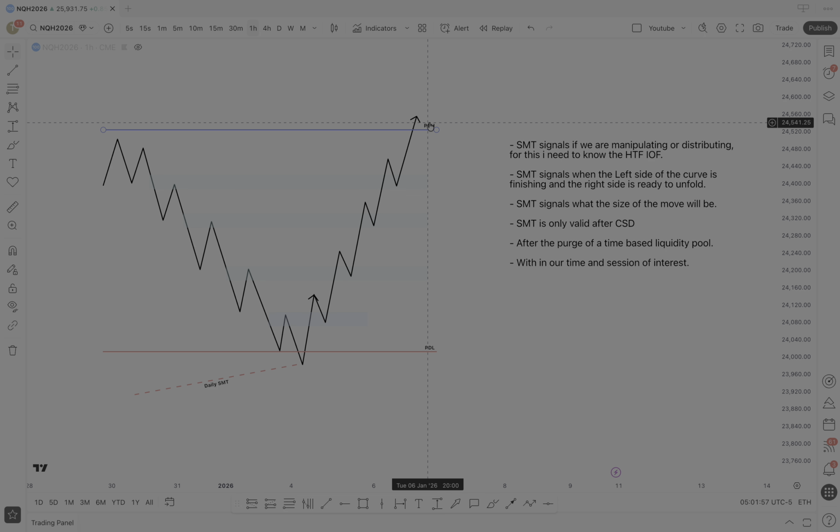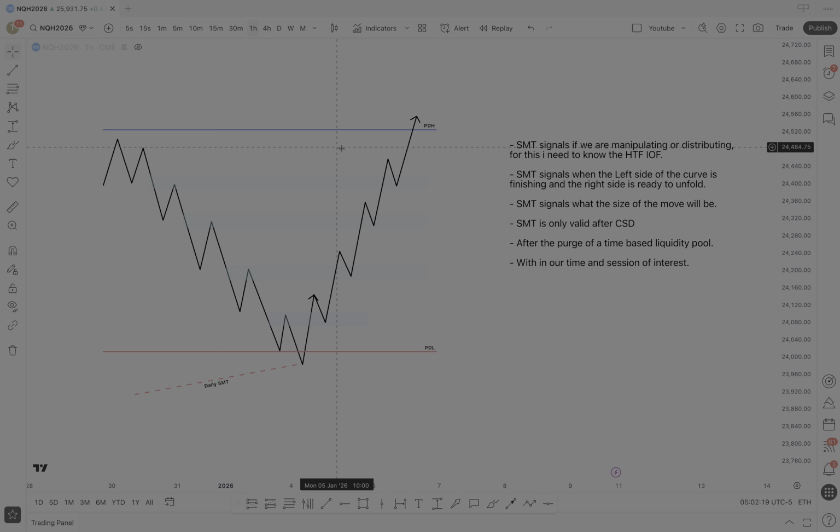So let's say you have an Asia SMT and Asia high isn't taken, and you get an Asia SMT on the low. Then you can expect to run Asia high as target. Because then, once that's happened, the SMT has completed its job.